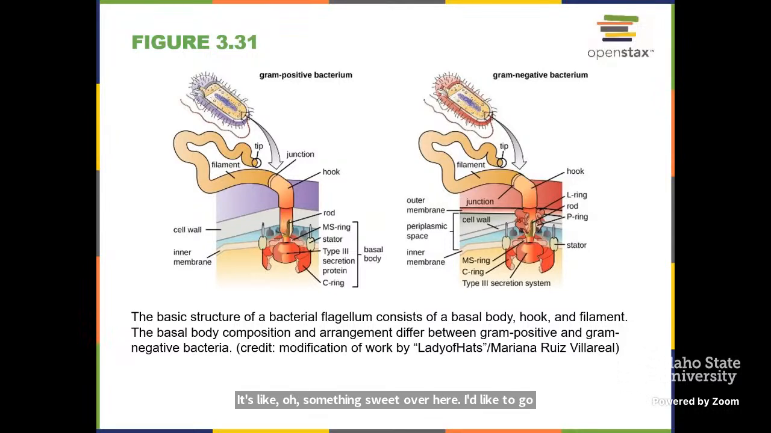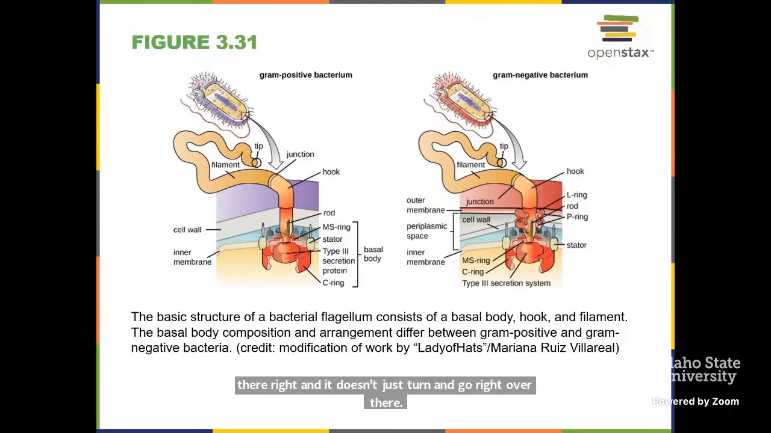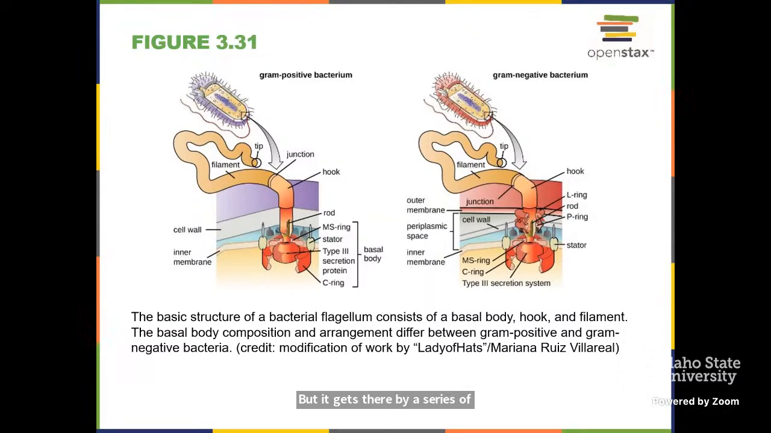And it doesn't just turn and go right over there, but it gets there by a series of runs and tumbles, right? The flagella, when they are spinning counterclockwise, if it's one, it's just going. But if it's a bunch of flagella, they all function together and they spin counterclockwise and we move forward. And then we need to change directions because we don't just go, right? And they flip it into reverse and they turn clockwise. But when they turn clockwise, they don't all work together. They just do whatever they want, and you tumble and you change directions, right?